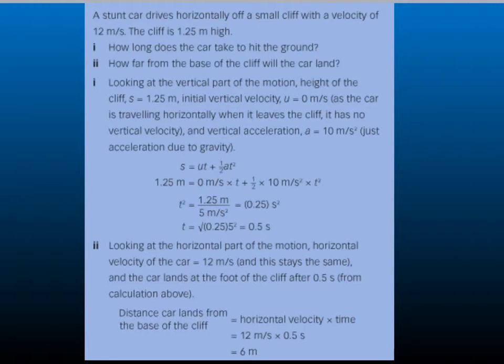Okay, now because the horizontal velocity is constant, then we can do distance equals velocity times time. The horizontal velocity is 12 and the time is 0.5, which gives us a distance of 6 meters. So the range of the car is 6 meters from the bottom of the cliff.